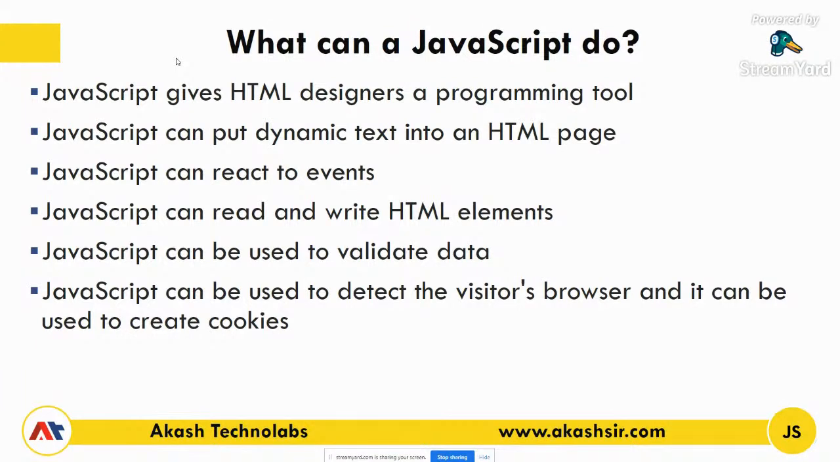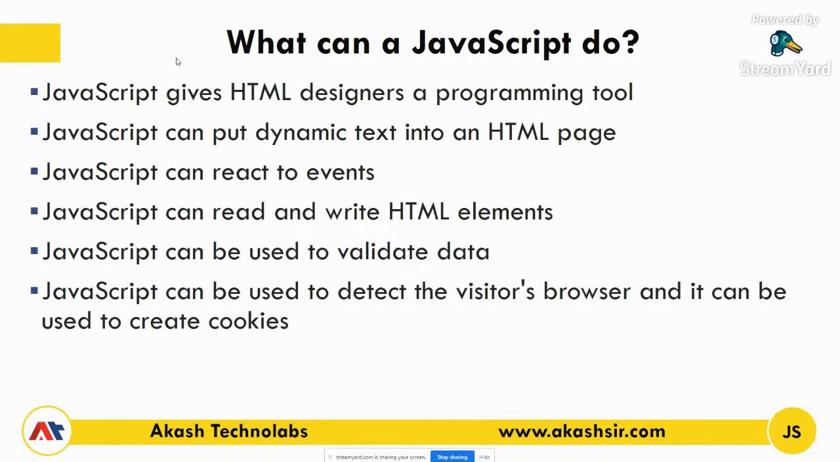So what can JavaScript do? JavaScript gives an HTML designer a programming tool. JavaScript can put dynamic text into an HTML page. JavaScript can react to events. For example, if someone clicks on a button, then some particular action will be required, right? JavaScript can read and write HTML elements. For example, if I need a particular value from the text box, or if I want to add some value in the particular text box, we can do vice versa.